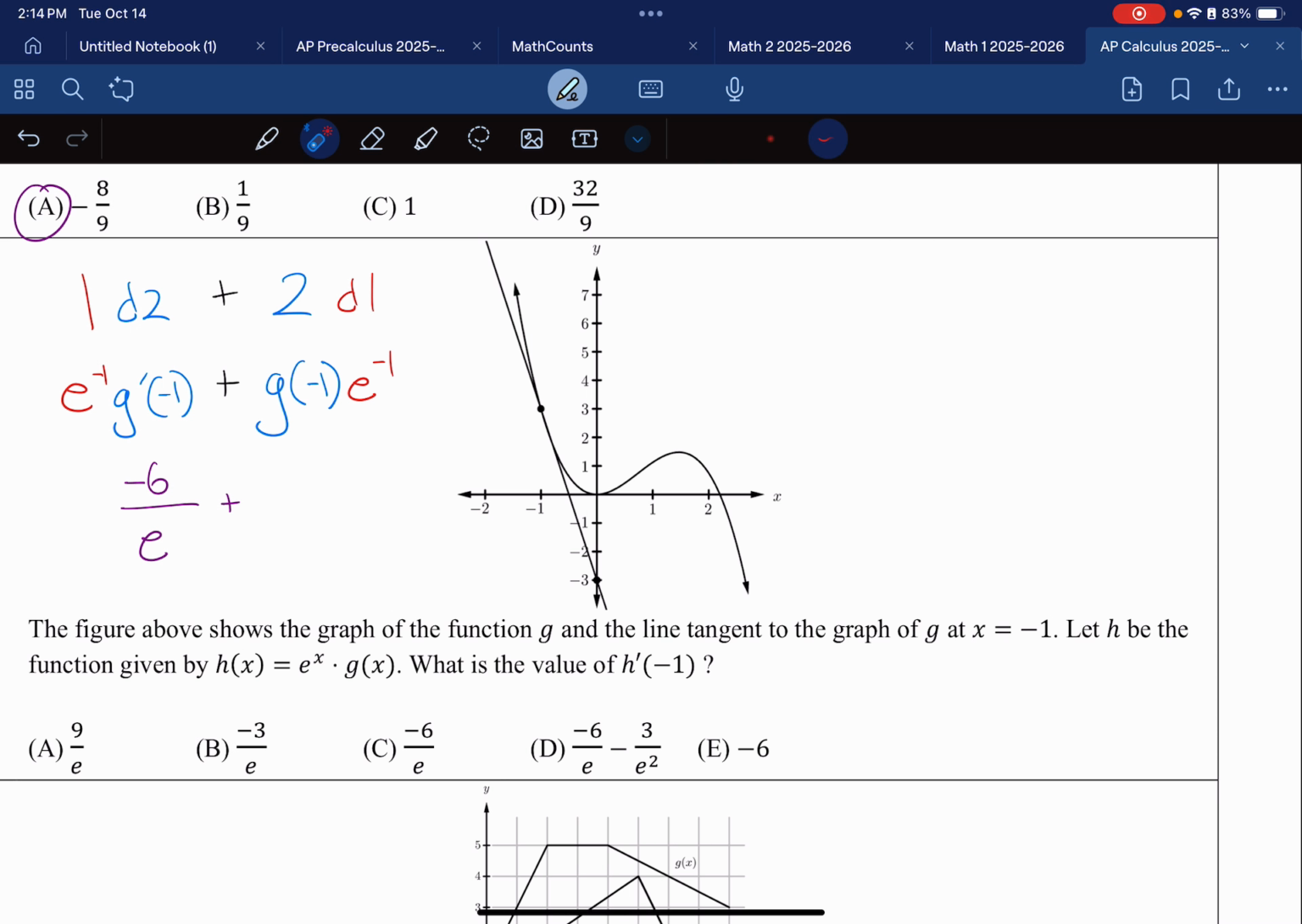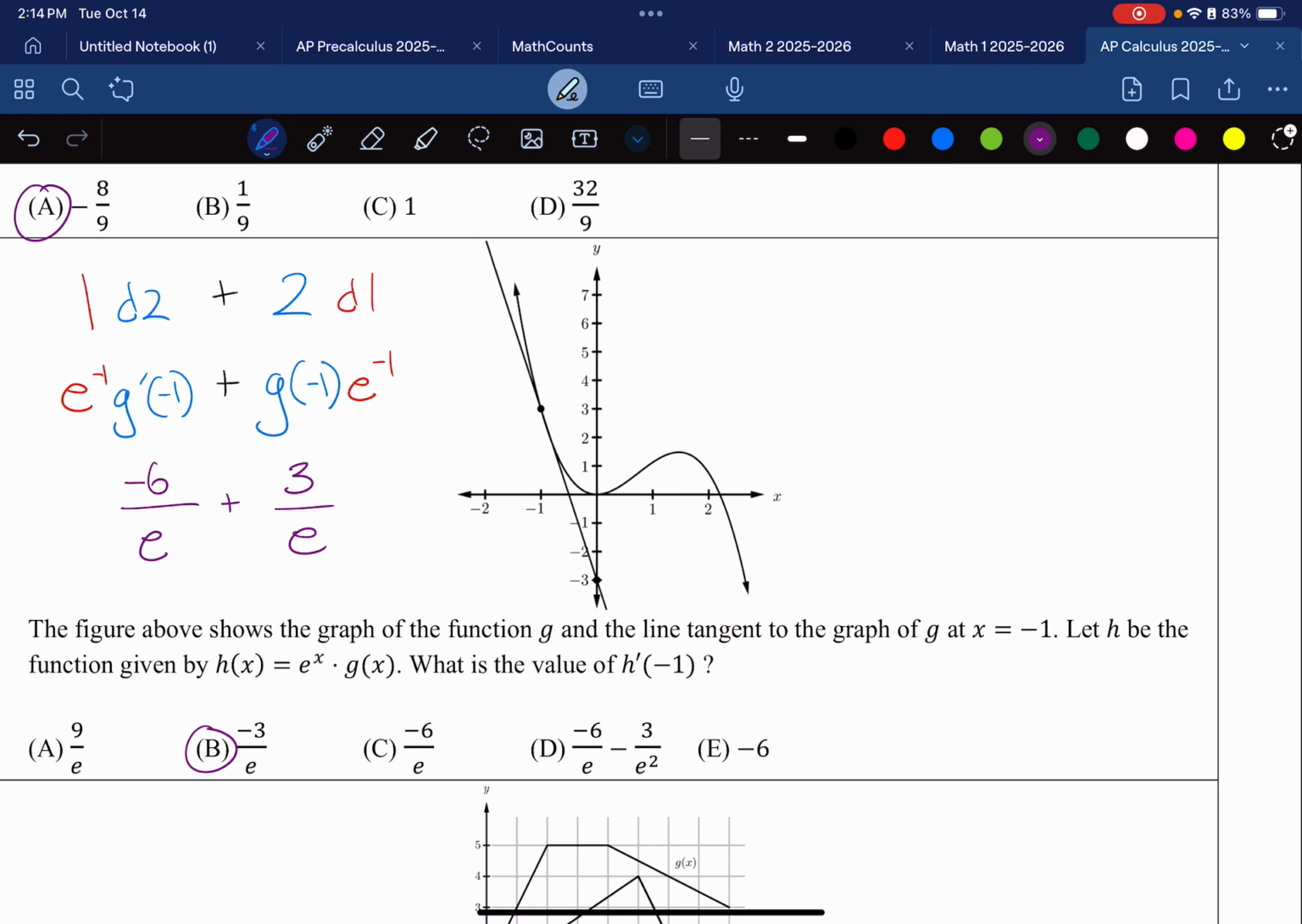Okay, plus. Now I need to find g of -1, aka the height at -1. Well, the height at -1 is this y coordinate right here, which happens to be 3. And then that's all over e as well, because this e to the power of -1 flips to the denominator, becomes positive for our power. And I have like denominators, which means I can just add. -6 plus 3 is a -3. I'm looking for -3 over e, and that is correct option B.